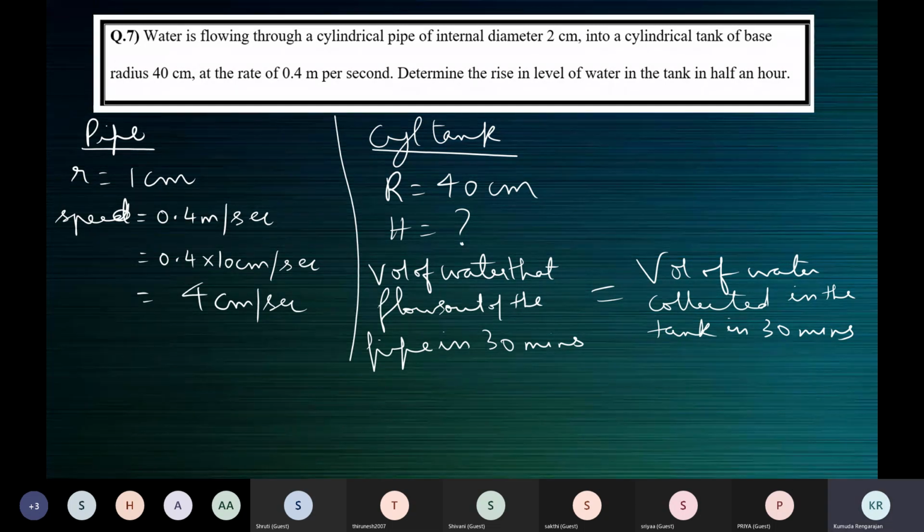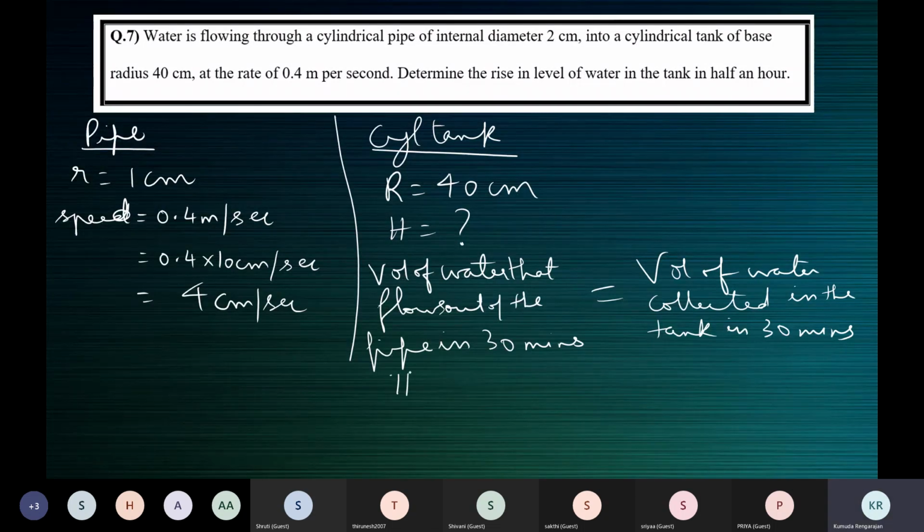The volume of water that flows out of the pipe in 30 minutes. For the cylindrical tank, it is equal to the volume of the water collected in the tank in 30 minutes. We know that these two volumes are the same because whatever water flows out is collected in the tank. So the volume of the water that flows out is pi r square h, because it's flowing out through a circular mouth.